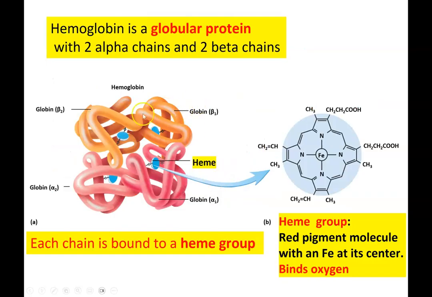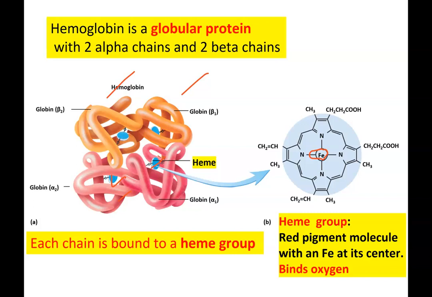We're going to see here in this PowerPoint the two orange colored peptides are the beta ones here and here. The red ones are the alpha globins. Each one of these two betas and two alphas has the heme group, which is the blue circle in the middle of the molecules. This is a representation of a heme group. Notice the iron in the middle, which is the atom that actually attaches to oxygen.